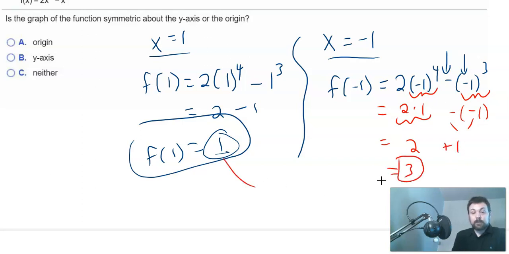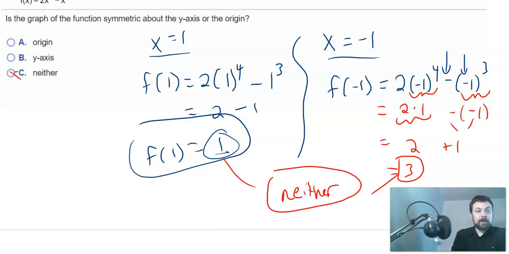So what's my conclusion? It's neither. This one's neither even nor odd, because for it to be even, I should have gotten 1 here again. That's how I would know it was even. For it to be odd, I should have gotten -1 here. The same answer, but with the opposite sign. I didn't get either of those things, and so it's neither even nor odd.